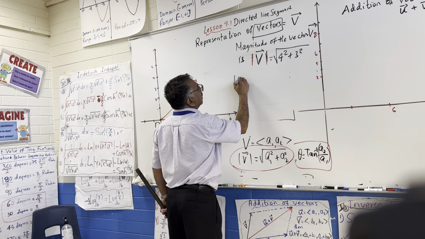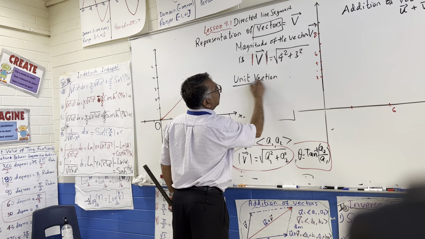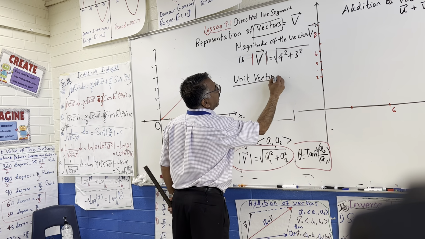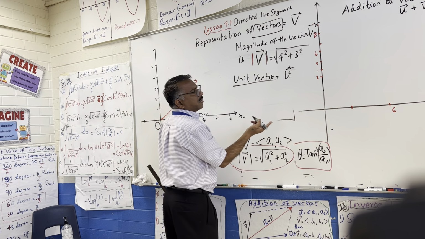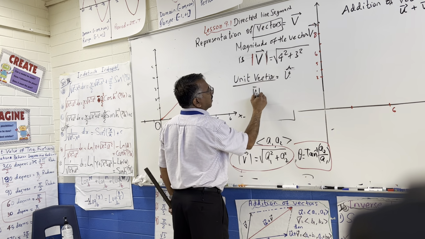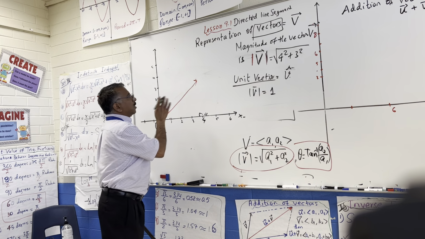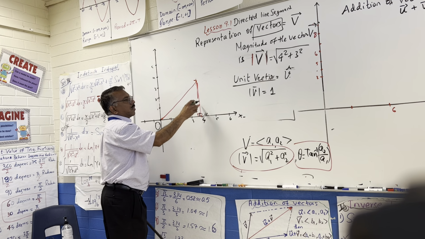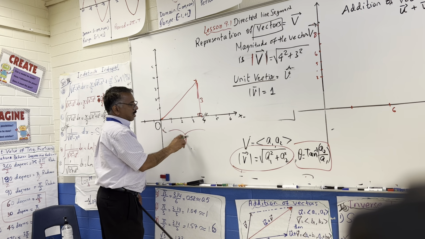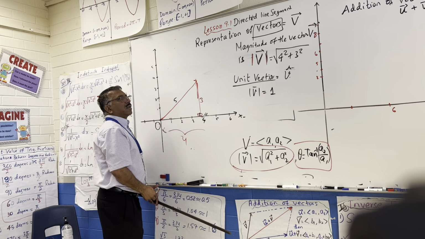A unit vector is nothing but a vector having magnitude 1. We put a small symbol, a cap, on it to show that it's a unit vector. In other words, remember the example we did, where this was 3 and this was 4, and the length of the hypotenuse was 5. So where is the unit vector here?